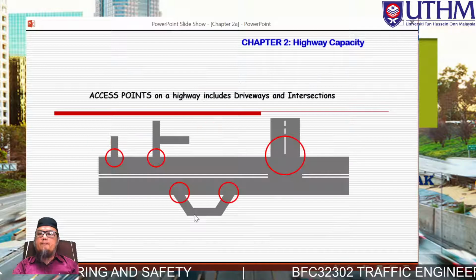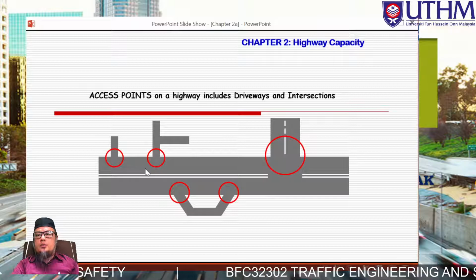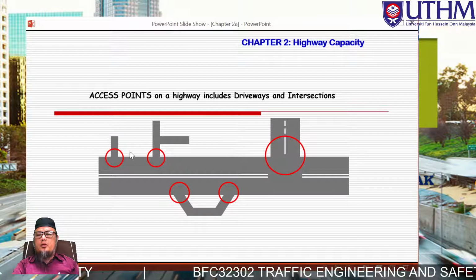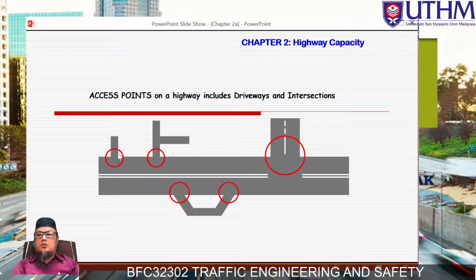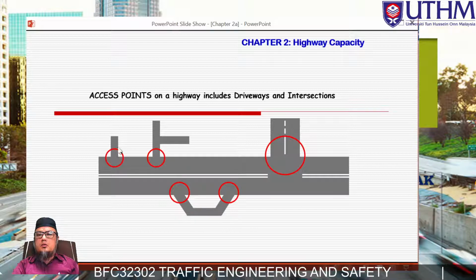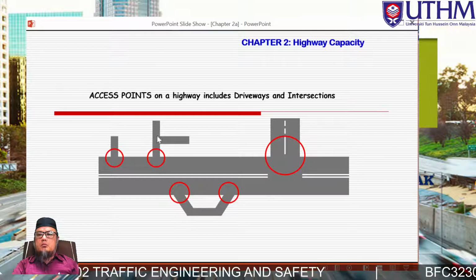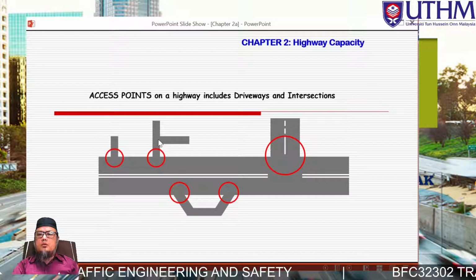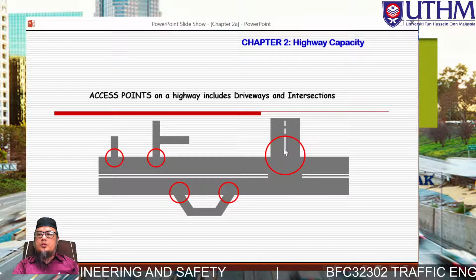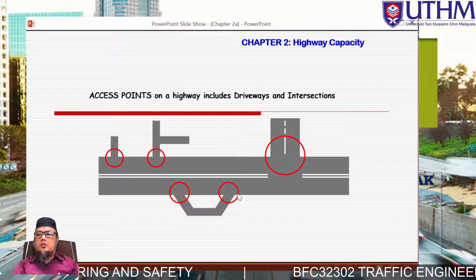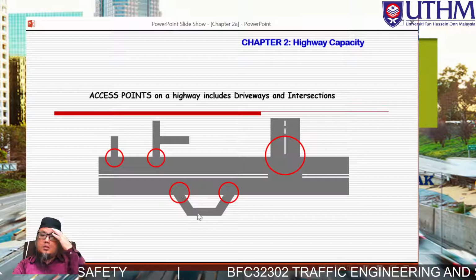Okay, in terms of access points, some multilane highways have several access points. This one is a minor access or driveway to our house, and this one is considered a minor road to enter. This one is the junction or intersection. This one is considered egress or ingress for a frontage road or secondary road.